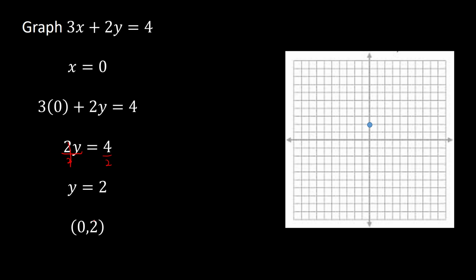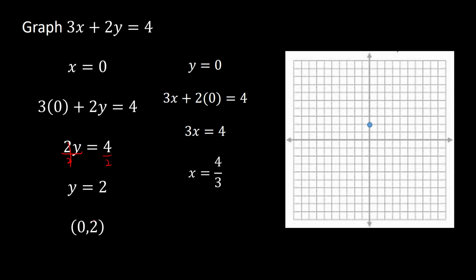Well, we plugged a 0 in for x. That was pretty simple. Maybe we could plug a 0 in for y. So let's plug a 0 in for y and see what we get. So plugging a 0 in for y, now we have 3x plus 2 times 0 equals 4. 2 times 0 is 0. So we have 3x equals 4. So x would equal 4/3.